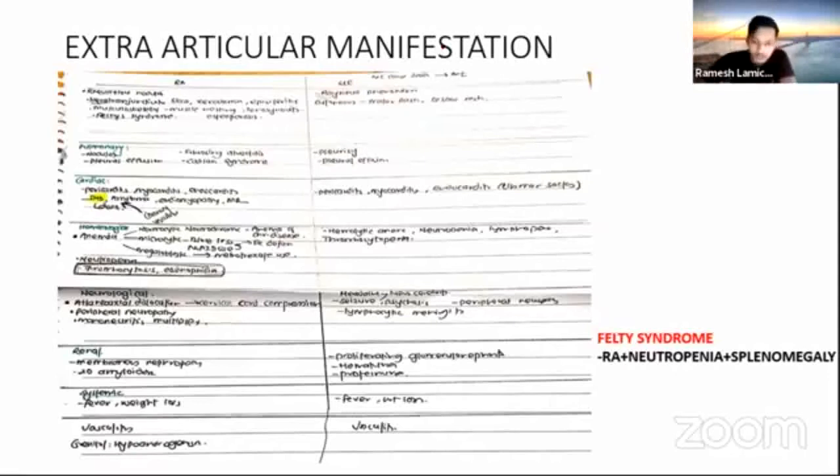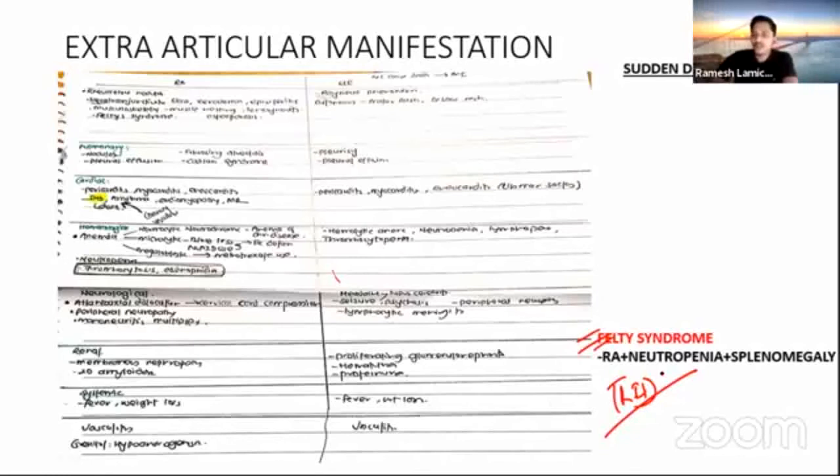Here there is something called Felty syndrome. So what is Felty syndrome? Whenever a rheumatoid arthritis patient has neutropenia and splenomegaly, this triad is called Felty syndrome. This triad is Felty syndrome. This is asked in the viva, all right? So you have to remember this.